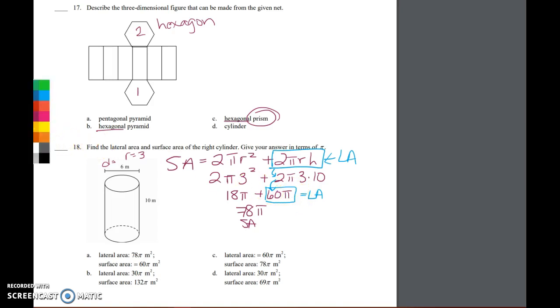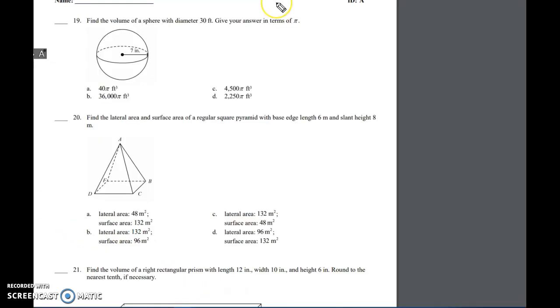78 pi was our surface area. 60 pi is our lateral area. So I want to look for lateral area of 60 and surface area of 78. It looks like I found it with C. Okay, let me pause the video and move it up.